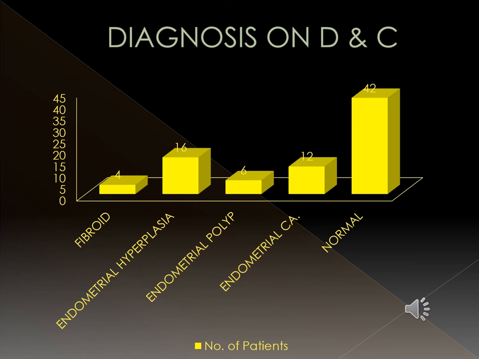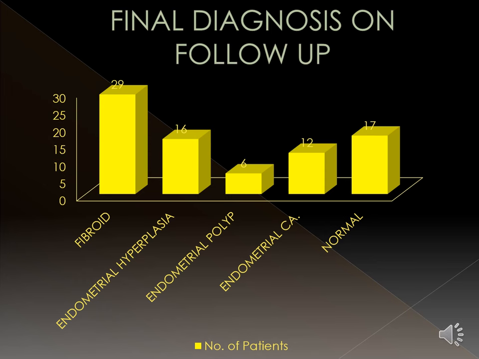Then we carried out the graph of diagnosis on DNC, mainly seen in the normal patients. Final diagnosis on follow-up, mainly diagnosis is fibroid followed by the normal patients, then endometrial hyperplasia, then endometrial carcinoma, and least is endometrial polyp.